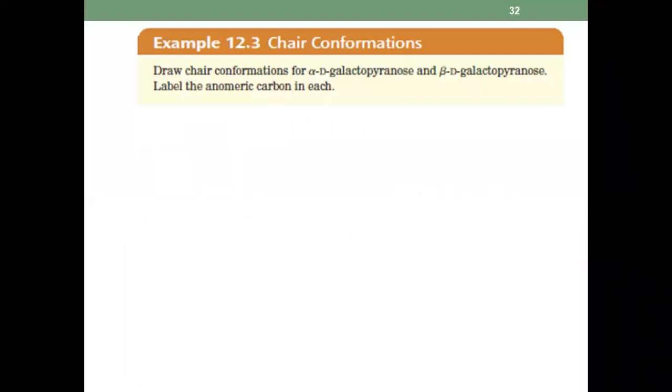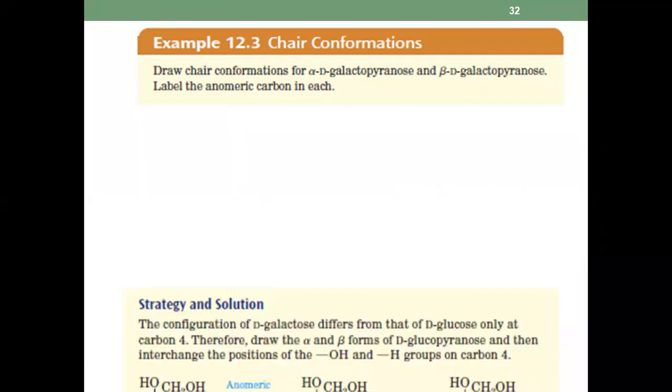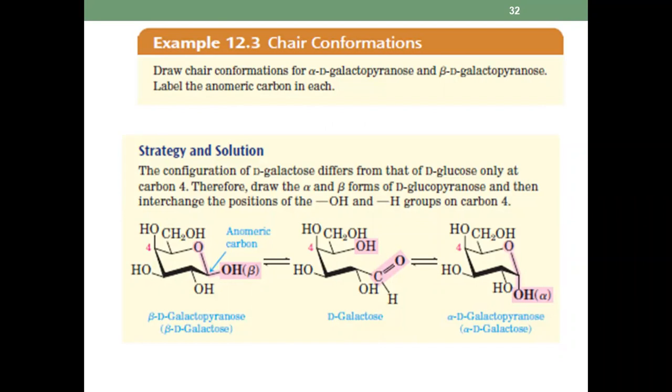Draw the chair conformation for an alpha-D-galactopyranose and beta-D-galactopyranose. Okay. So if you remember in your organic chemistry, there are 2 ways you can write the cyclic ring for a 6-membered ring. One is the hexagonal structure. The other is the chair structure.